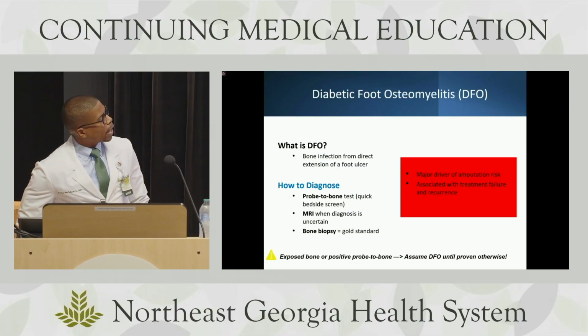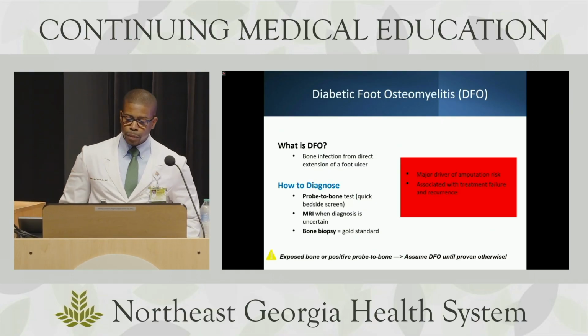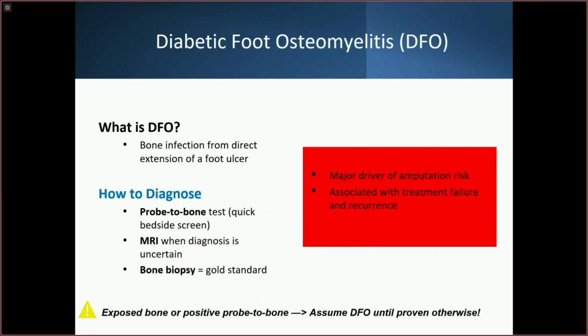Diabetic foot osteomyelitis, DFO. DFO represents contiguous spread of infection to the bone and marks a major escalation in disease severity, with significantly increased risk of treatment failure, recurrence, as well as amputation. The diagnosis should be both systematic as well as evidence-based.